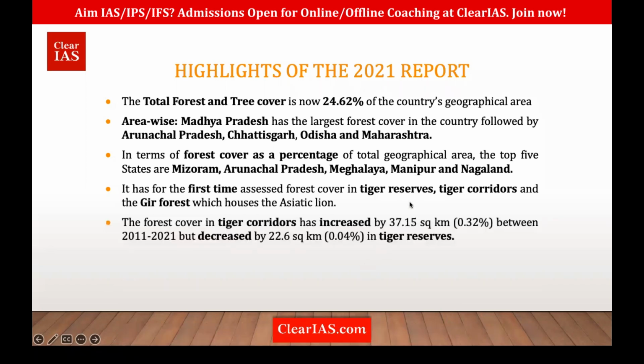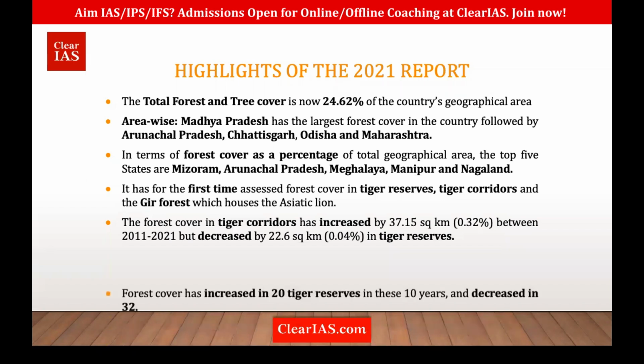An interesting fact is that in the tiger corridors, there has been an increase in the forest cover, while in the tiger reserves, there has been a slight decline. Just 0.04%, but still it is a decline. So remember, in tiger corridors there has been an increase in forest cover, and in tiger reserves there has been a decline.